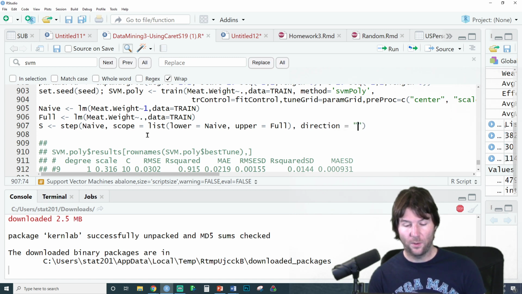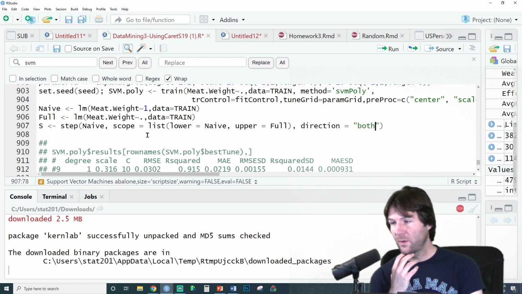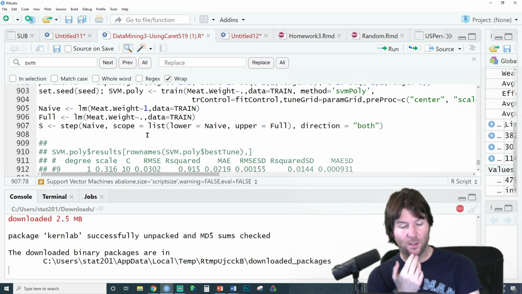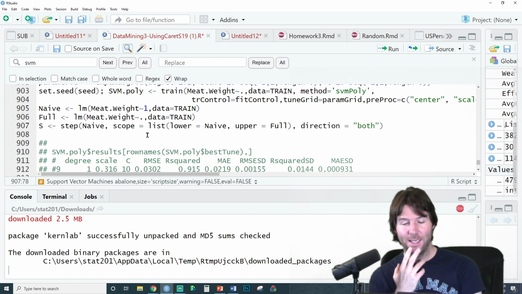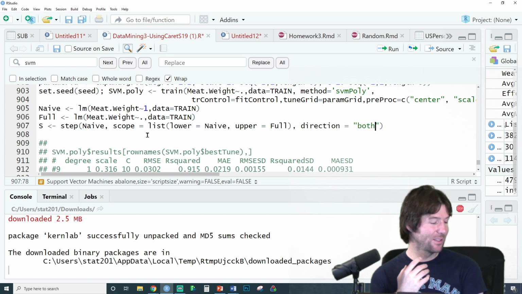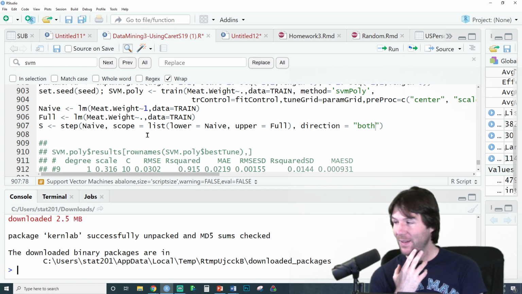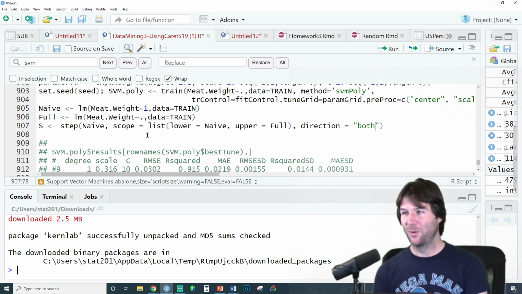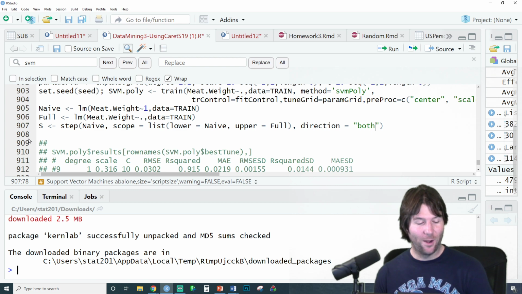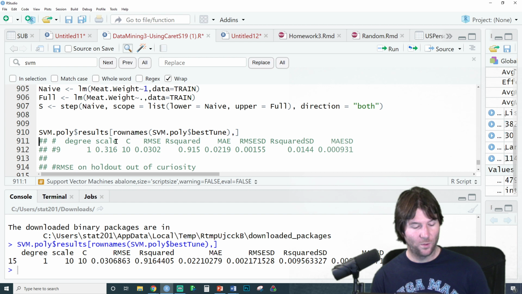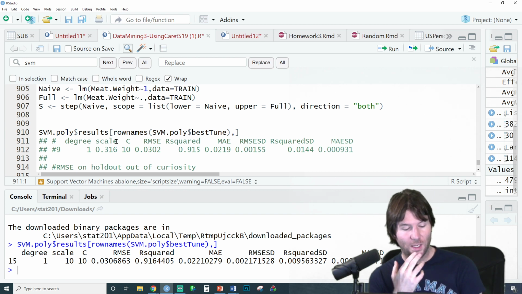Direction equals both, and when the support vector machine runs, eventually I might just take a look at the results right here. I know support vector machine can take a while, so it is crazy the amount of algorithms that are happening in the background right now. I'm thinking this is such a good computer, I wouldn't expect it. Oh, right then. Wow, that took a while, like 5 minutes. Support vector machine, what are you doing? There we go. There's the results right there.